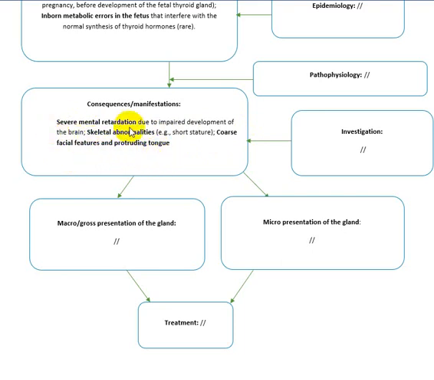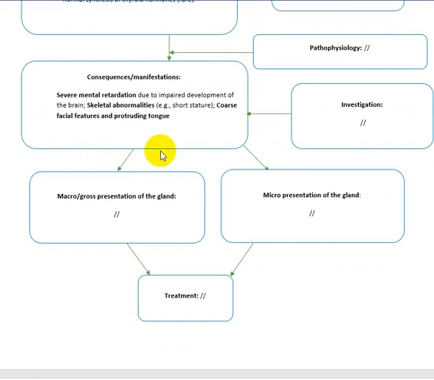So you have severe mental retardation. Number one, severe mental retardation. Number two, skeletal abnormalities. Number three, coarse facial features and protruding tongue.